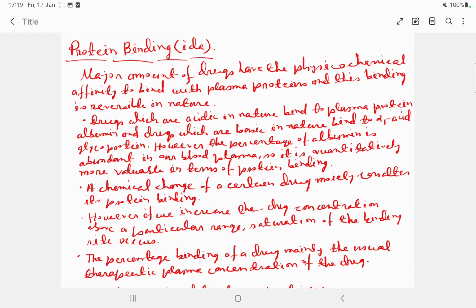Most drugs have a physicochemical affinity to bind with plasma proteins, and this binding is reversible in nature. Drugs which are acidic in nature bind to the plasma protein albumin, and drugs which are basic in nature bind to alpha 1 acid glycoprotein. Basically, there are three plasma proteins: albumin, globulin, and fibrinogen. Acidic drugs bind to albumin, whereas basic drugs bind to alpha 1 acid glycoprotein. However, albumin is abundant in our blood plasma, so it is quantitatively more important in terms of plasma protein binding.